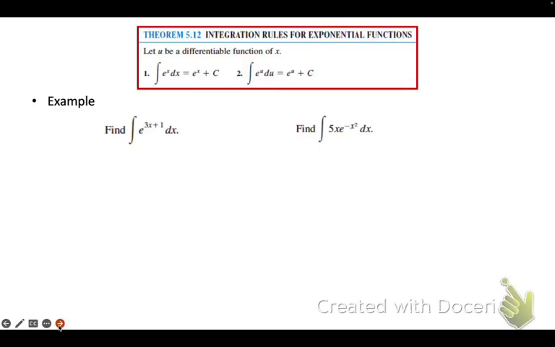Okay, so our integration rules for exponential functions: the integral of e to the x is e to the x. Well, the derivative of e to the x is what? E to the x? Yep. So it makes sense. But your general rule is the integral of e to the u du is equal to e to the u plus c. Remember, du is u prime, right?